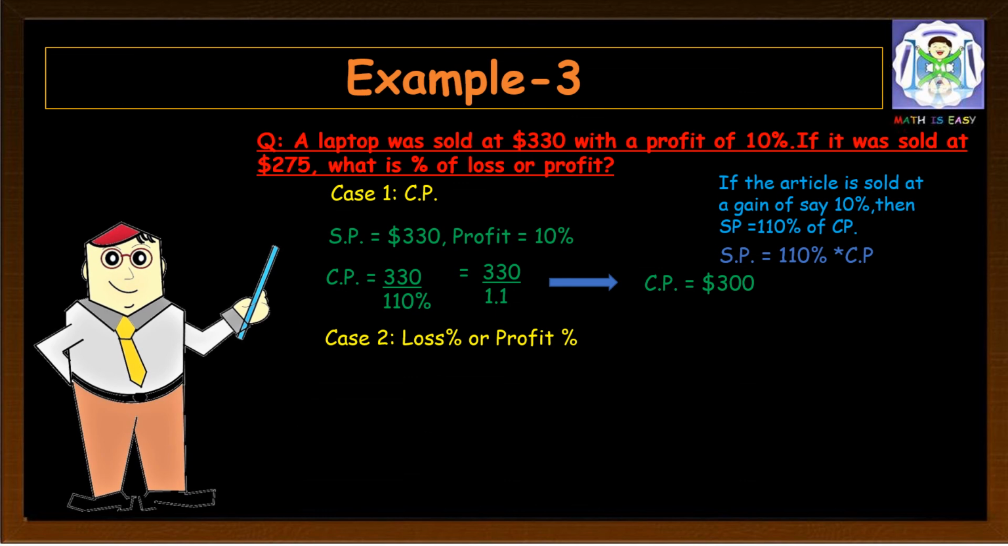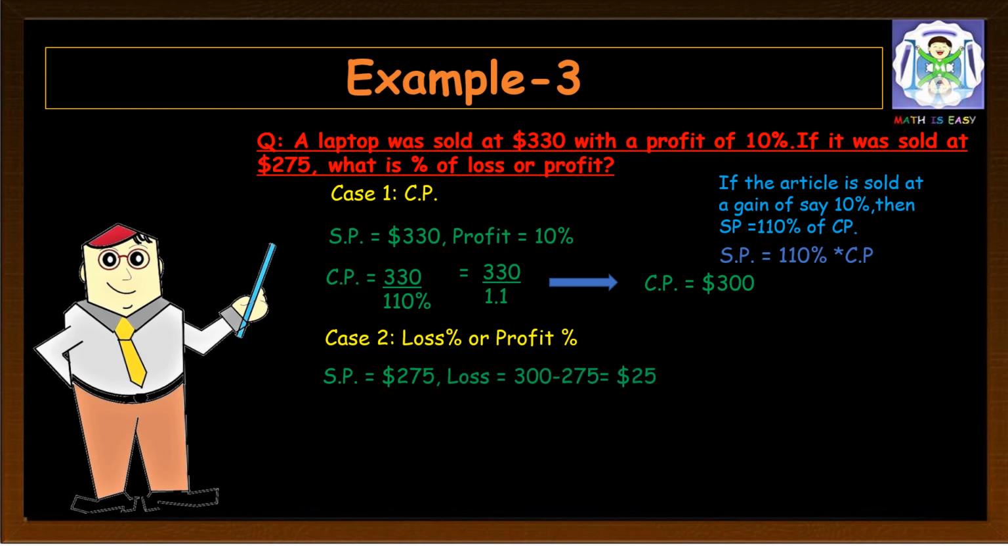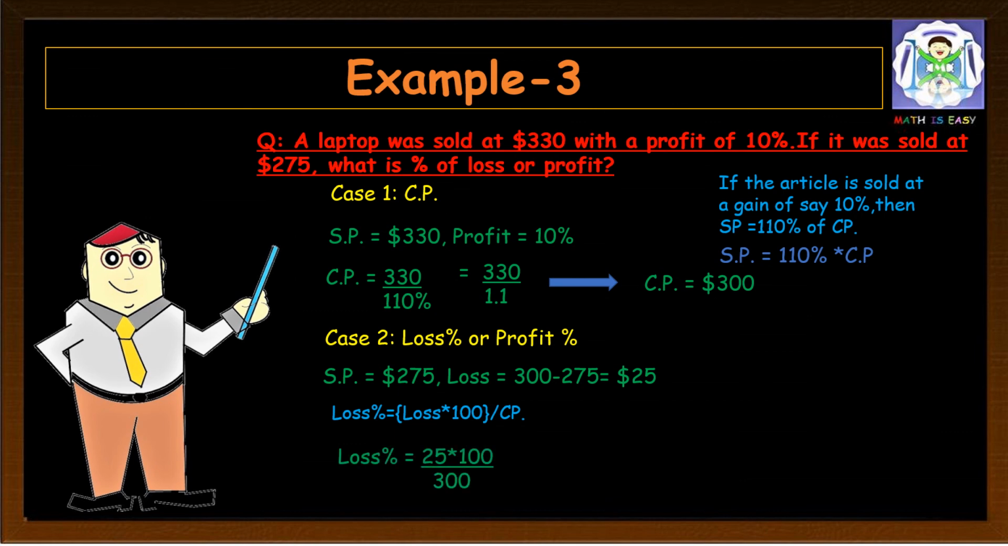So now we know the cost price is $300. In the second case they ask, if we sell this item at $275. Obviously when our cost price is higher than the selling price, we have a loss, and in this case we have a loss of $25. So now we will use the formula, which is loss percentage equals loss over cost price multiplied by 100. So loss percentage is 25 over 300 multiplied by 100, and we get the loss percentage 8.34.